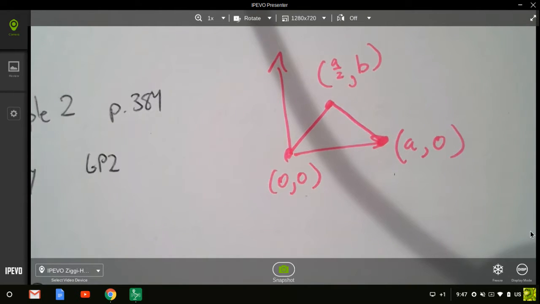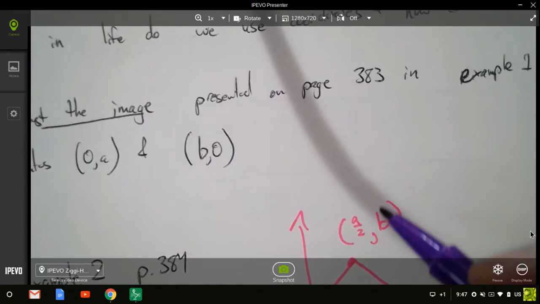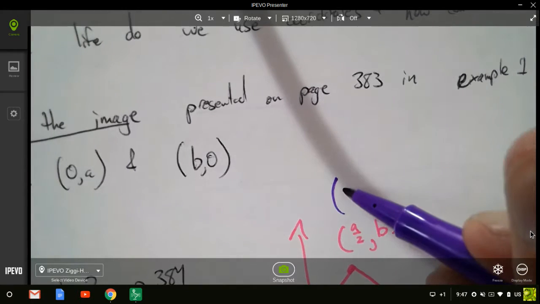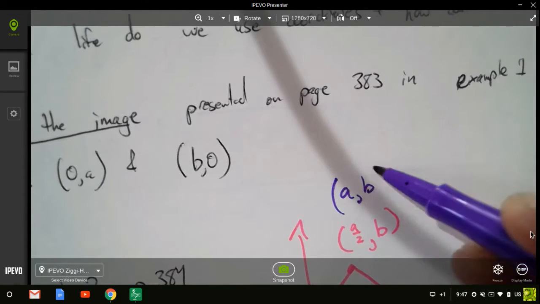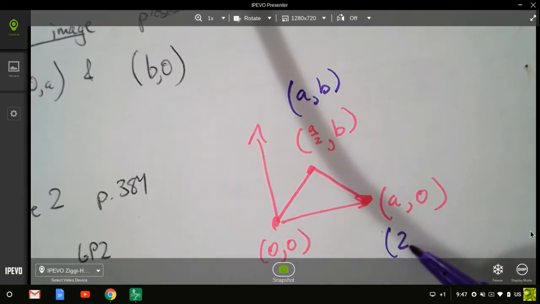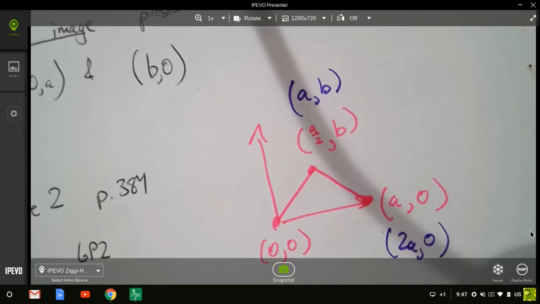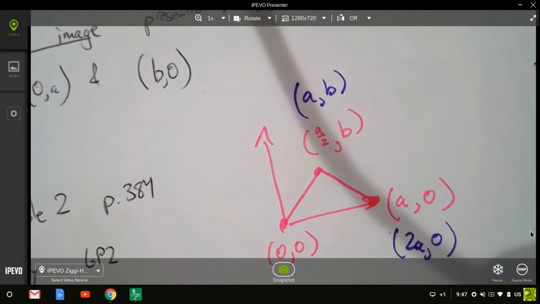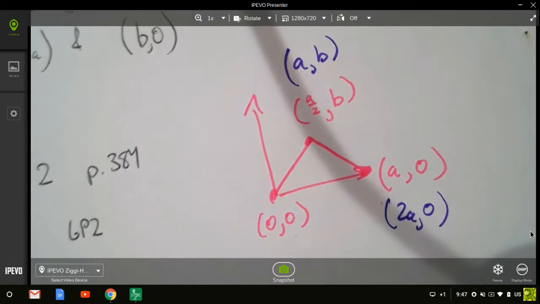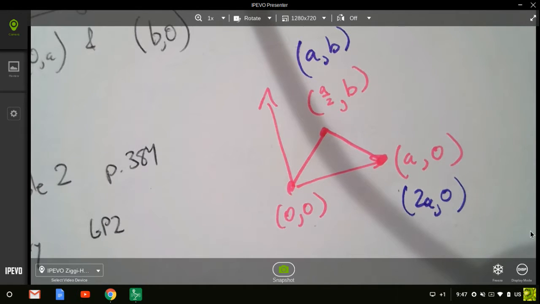So I could have sworn someone had this, and I thought it was you guys. This is just A and then B, and then this person made this 2A, comma, 0. That would have been just fine, too. It's pretty much saying the same thing, okay? So that is also a very, very good technique, okay?